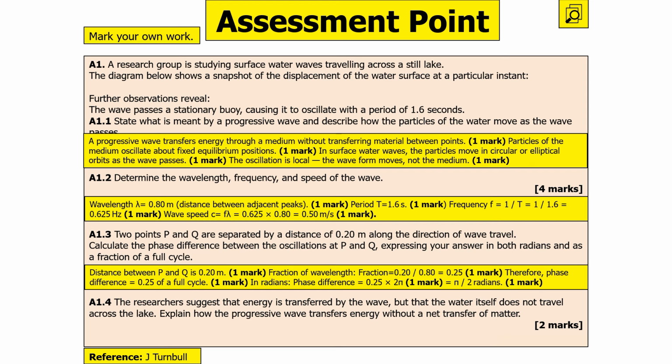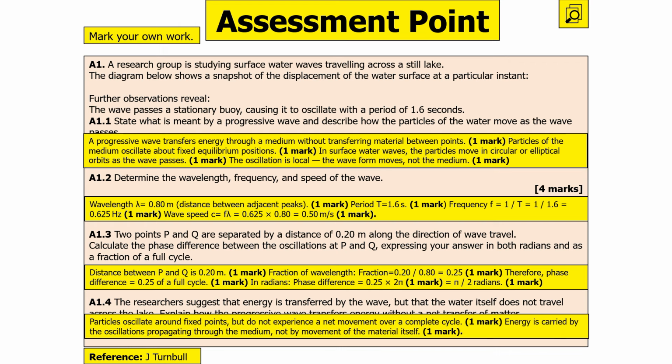Now the distance between P and Q is 0.20 meters. So as a fraction of the wavelength, that's 0.2 over 0.80, so it's 0.25. So therefore the phase difference is a quarter of a full cycle. Now in radians, we know a full cycle is 2 pi radians, so therefore the phase difference is pi over 2 radians. Now particles will oscillate about fixed points, but they don't experience a net movement over a complete cycle.